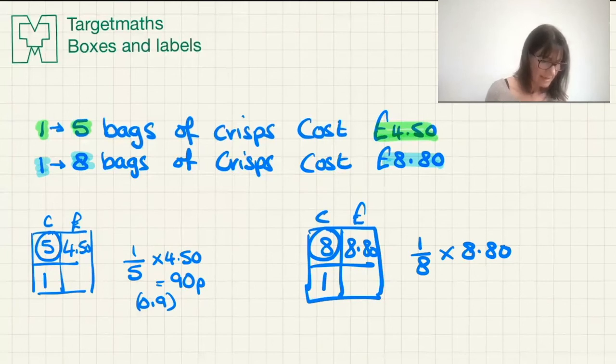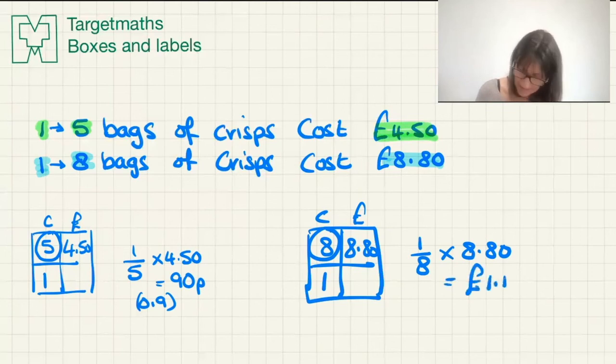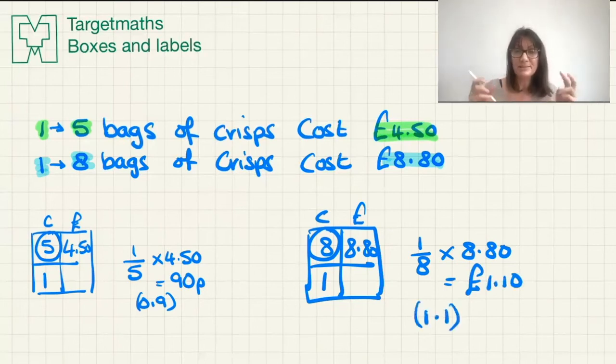That's more like it. So that's coming out at £1.10. My calculator gave me 1.1, which I know would transfer into money as £1.10. Okay. So actually, value for money wise, it's cheaper per packet if I buy 5 bags than if I buy 8 bags. And this is actually a really important life skill, because this is the type of thing that supermarkets do. They give us offers all the time.